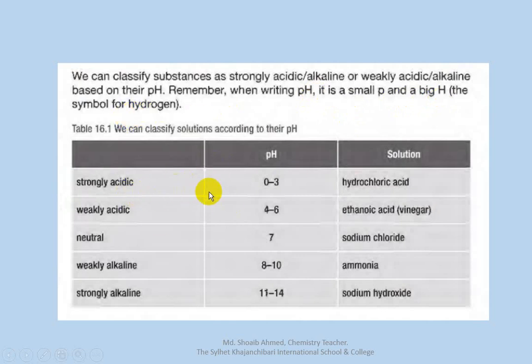Strongly acidic is about 0 to 3, for example hydrochloric acid. Weakly acidic is 4 to 7, for example ethanoic acid, vinegar. Neutral is 7, for example sodium chloride and water. Weakly alkaline is 8 to 10, for example ammonia, and strongly alkaline is 11 to 14, for example sodium hydroxide.